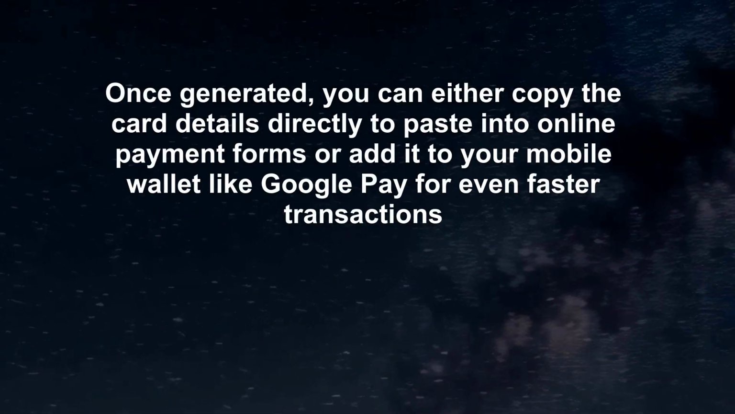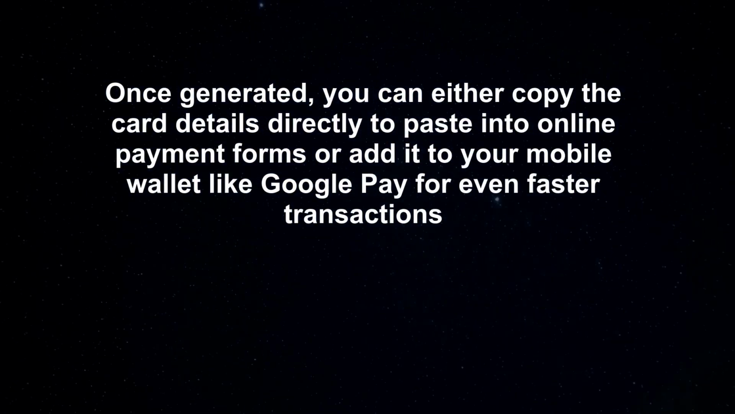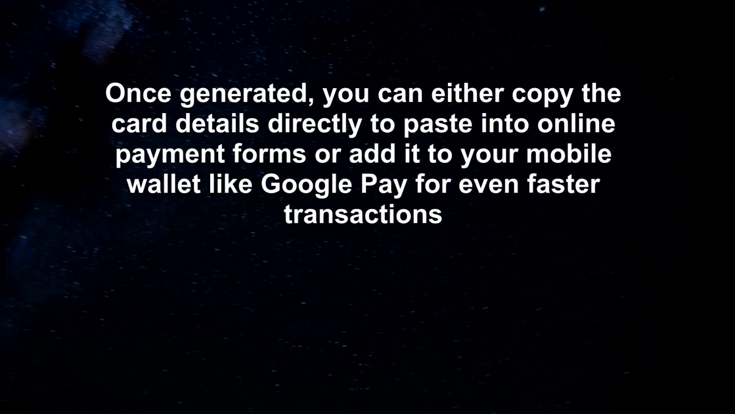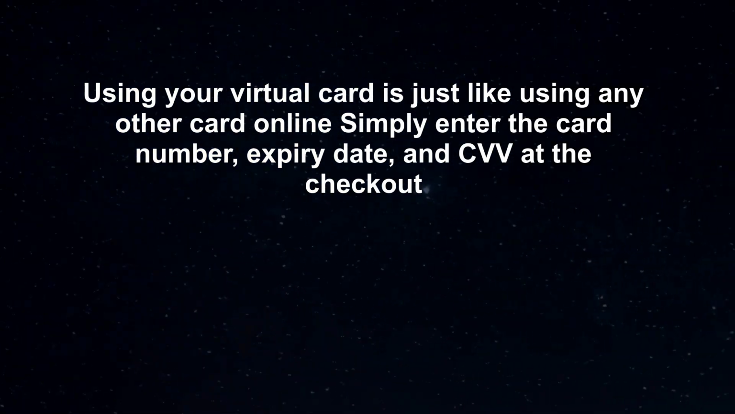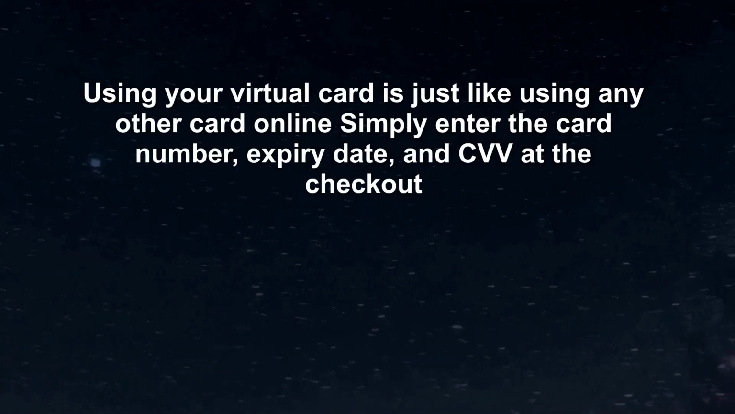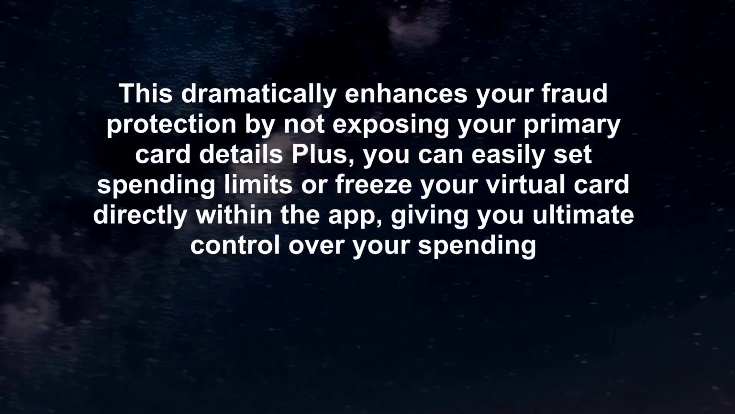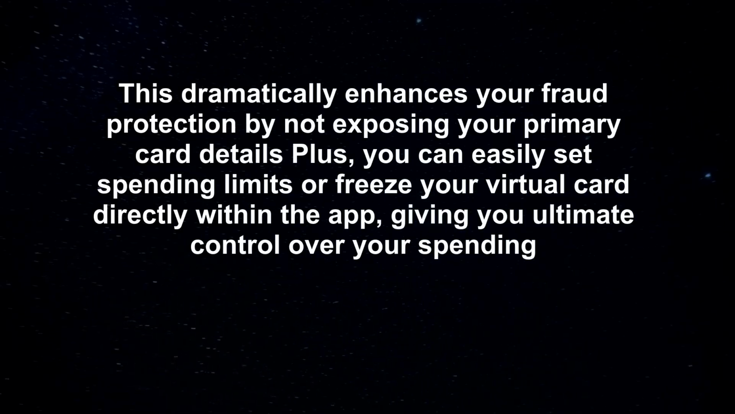Once generated, you can either copy the card details directly to paste into online payment forms or add it to your mobile wallet like Google Pay for even faster transactions. Using your virtual card is just like using any other card online. Simply enter the card number, expiry date, and CVV at the checkout. This dramatically enhances your fraud protection by not exposing your primary card details.